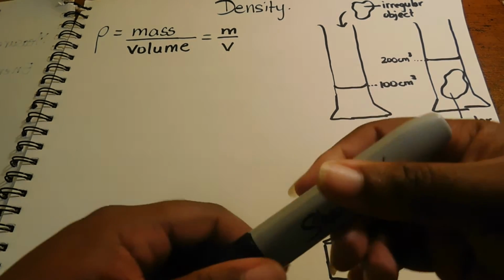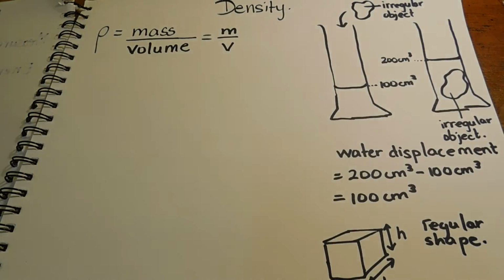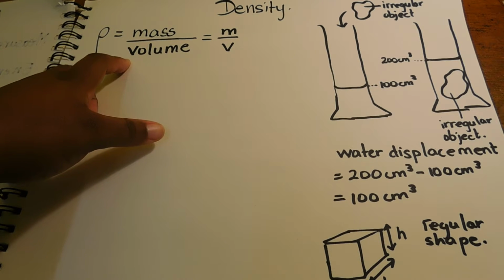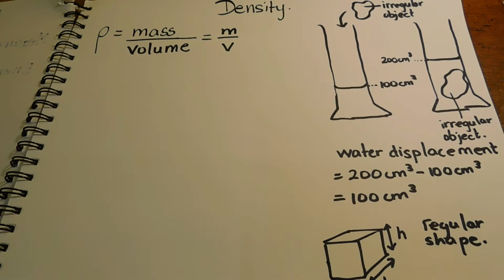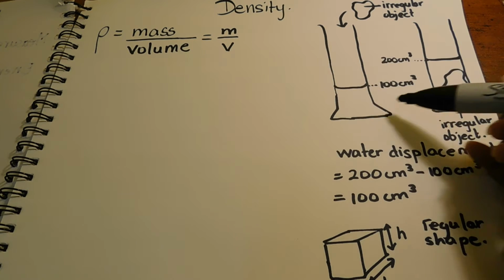So we're now going to deal with density, and we're going to deal with how we transpose. Density is equal to mass over volume, and we denote that with m over v. The density of an object can be determined via water displacement, which is what we see here.